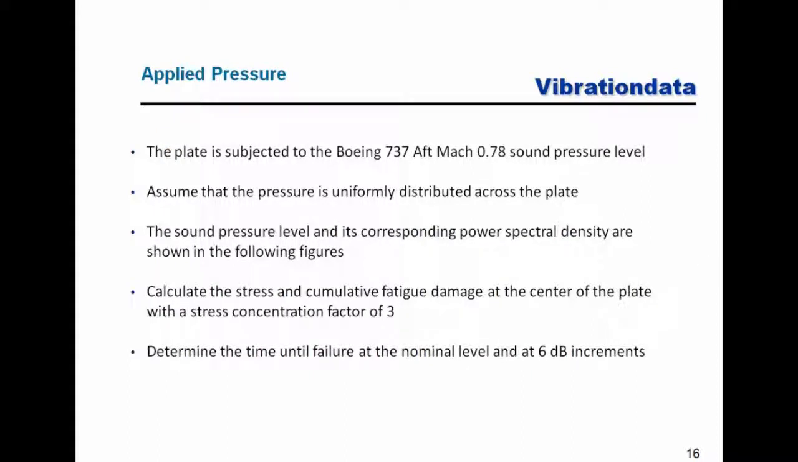So we're going to subject our plate to the Boeing 737. And there's two locations we can choose from, the aft fuselage or forward fuselage. And this is for the external skin. And we're going to assume a Mach of 0.78. So that would be a typical cruise velocity. And so we're going to take a sound pressure level corresponding to the measured data from the NASA document. We're going to assume that the pressure is uniformly distributed across the plate, both in amplitude and phase.